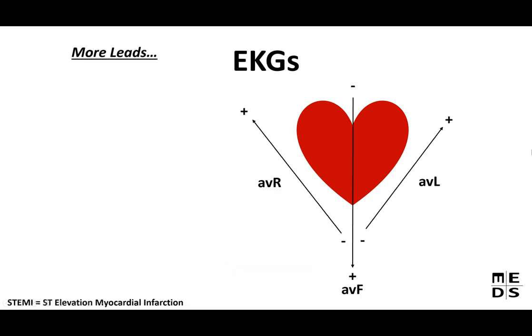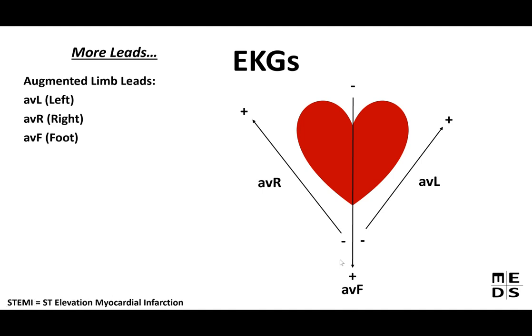Okay, so more leads. Now we're going to talk about the augmented limb leads, which are going to be AVR, which is going to be here, AVL, and then AVF. So AVL is going to be left, meaning that this one's going to be going up towards the left shoulder. AVR is going to be going backwards up to the right shoulder, and then AVF goes down towards your feet.